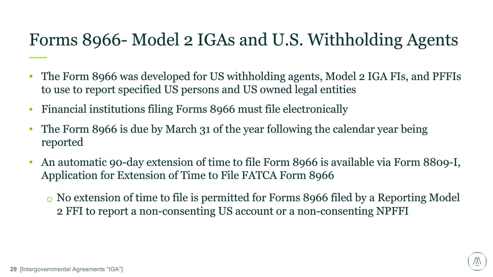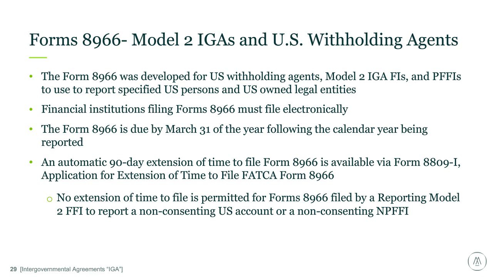So talking about the format of the reporting that the IRS is going to receive, Forms 8966 are considered the FATCA reporting. It's the FATCA report, and it was really developed for U.S. withholding agents, Model 2 IGA FFIs, remember those guys that are reporting directly to the IRS, and participating foreign financial institutions that are not in an IGA jurisdiction. They're going to use the 8966 to report the specified U.S. persons and U.S.-owned entities to the IRS directly.